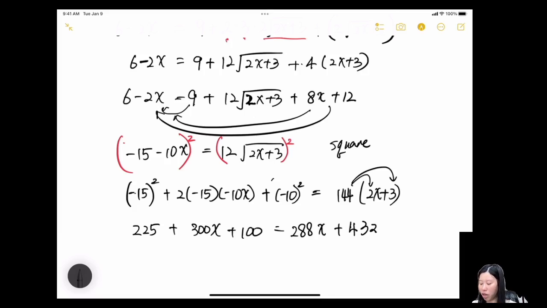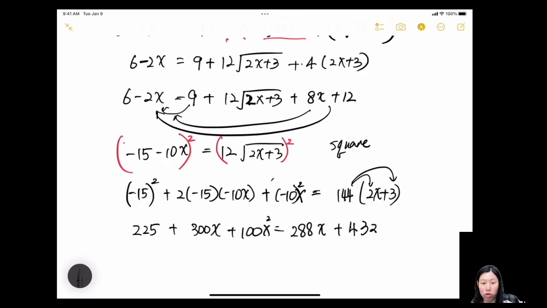Yeah, I'm right. Okay. Let me see if I'm missing anything. Oh, this is 10x. This is 10x, so this should be 100x squared. Okay, so now double check if I'm missing anything.